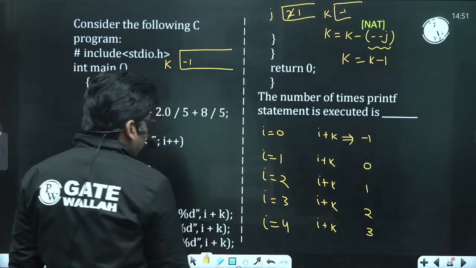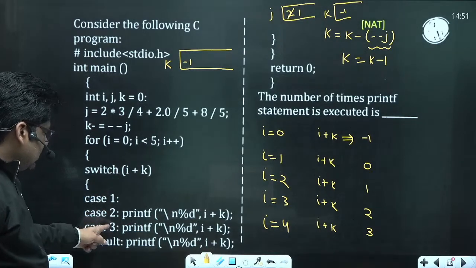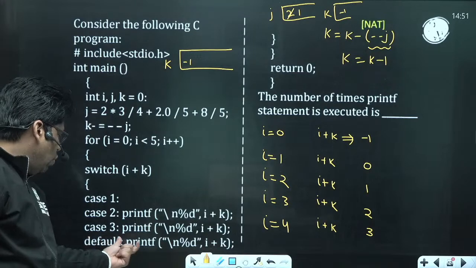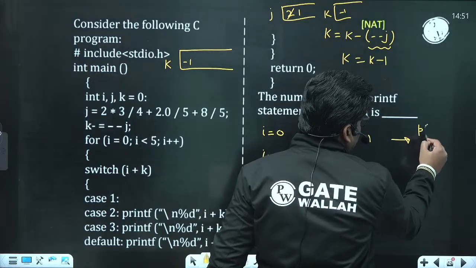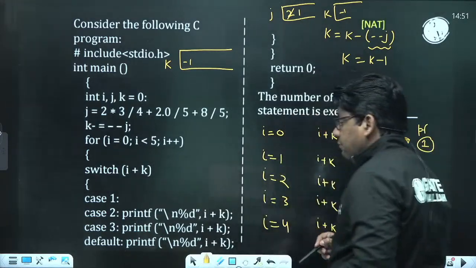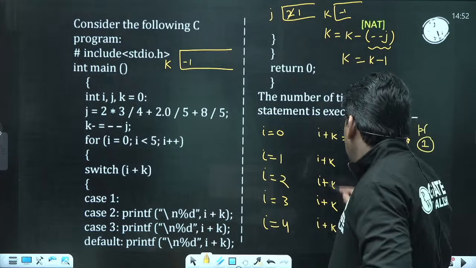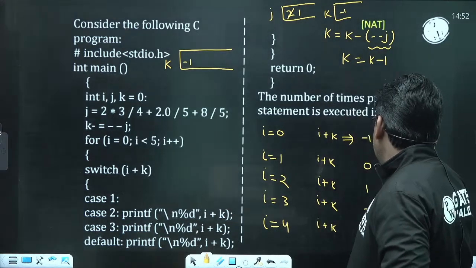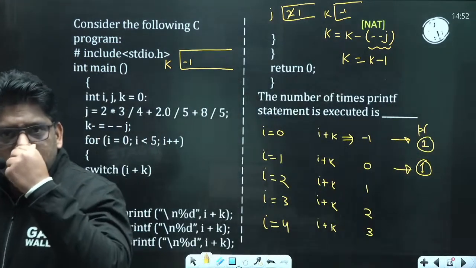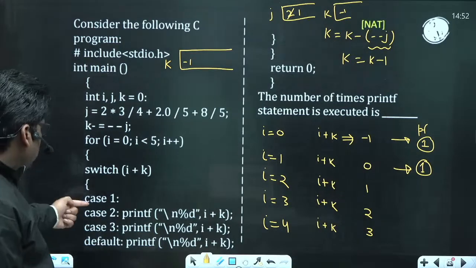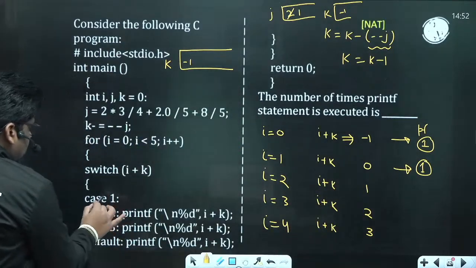So tell me, when the value of i plus k is minus 1, these cases do not match and only the default case will execute. So can I say for this, printf executed one time? Done. For switch of 0, again printf executed one time, because only default will execute.